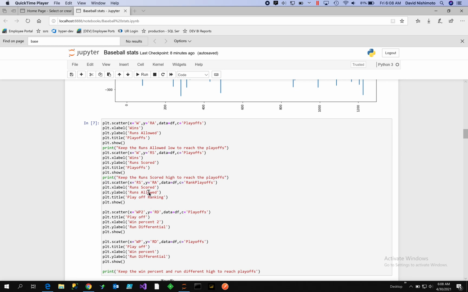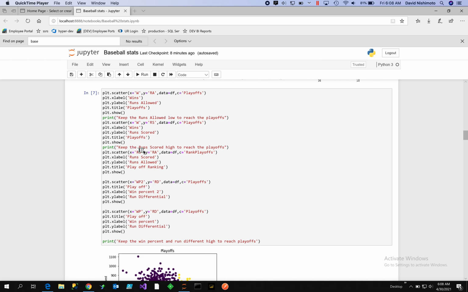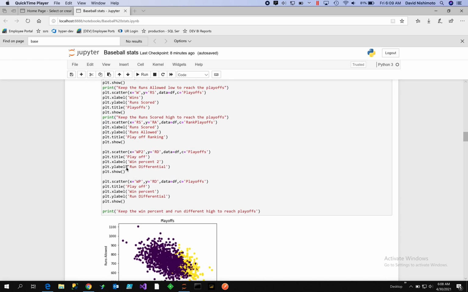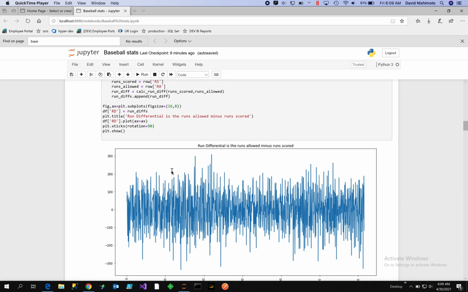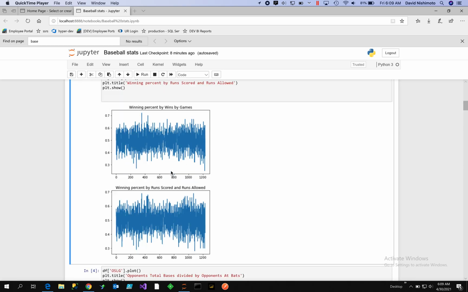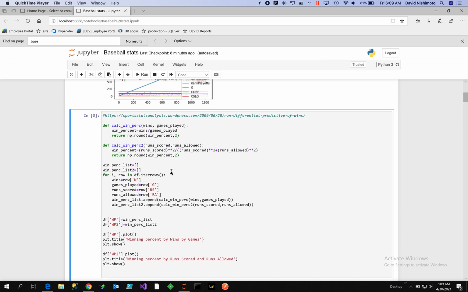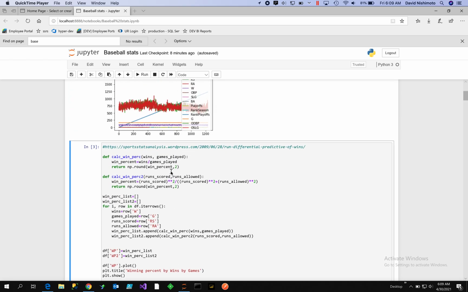Third one will be runs scored by runs allowed, and keep the runs scored high to reach the playoffs. So that's the main observation that I discovered in the data. And then we'll look at the wins percent divided by the runs differential. Remember, the runs differential was the equation we had back up here. Let me just go back up here to the runs differential.